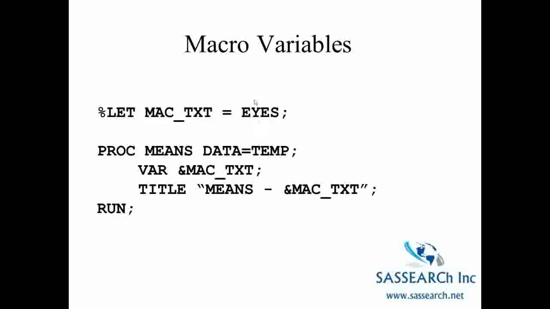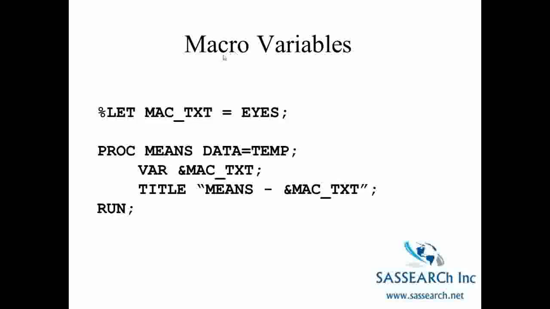So here is an example of a macro variable. I've created a macro variable and it's called macText, and I've set it equal to a numeric variable called eyes. And this is a numeric variable on the data set called temp. That's why we're using this data set in this example. So eyes is a numeric variable that represents a measurement of vision. And we've created this macro variable called macText.